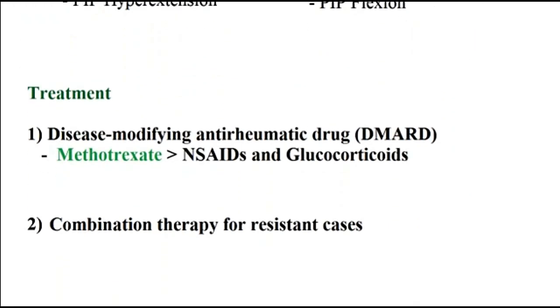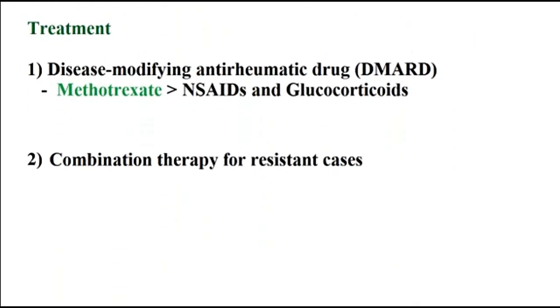Now, as for the treatment of patients with rheumatoid arthritis, you should consider treatment with disease-modifying anti-rheumatic drugs, and the best medication that you should try is the methotrexate. So in fact, trials show that the earlier you start treatment with methotrexate, the better the outcome of the results.